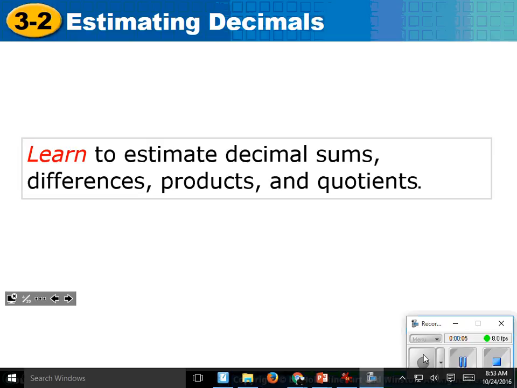Remember, estimating and rounding, it's not exactly the same. Rounding is part of estimating. Do you remember that? Rounding is part of estimating. There's lots of different ways to estimate things. Today we're going to estimate decimals.